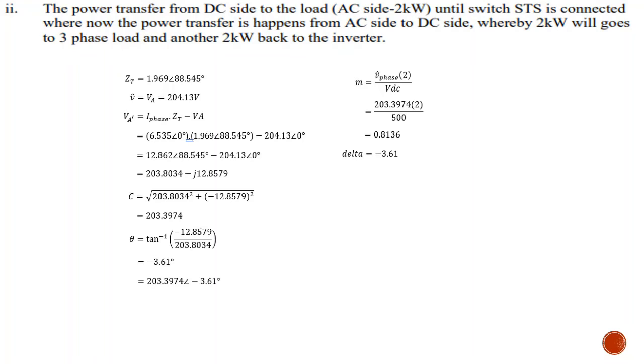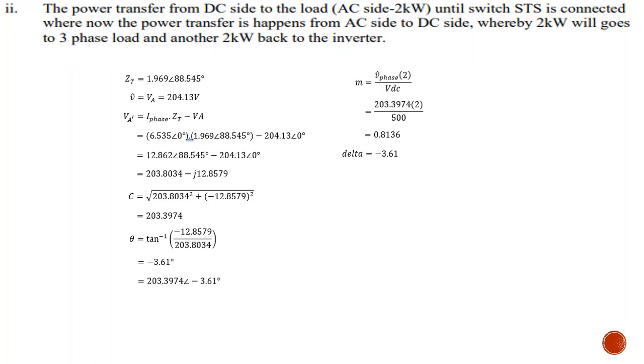So, for the calculation part, for the total impedance we obtain 1.969 at 88.545 degrees. So the V peak we obtain is 204.13 volts. The VA prime we obtain is 203.8034 minus imaginary part 12.8579. So the C value is 203.3974, and the theta we obtain is negative 3.61.